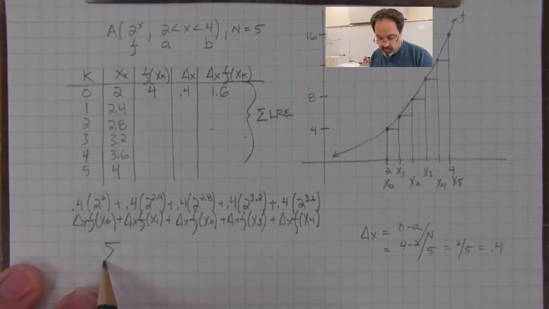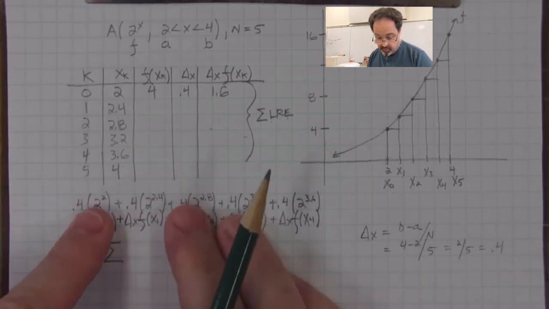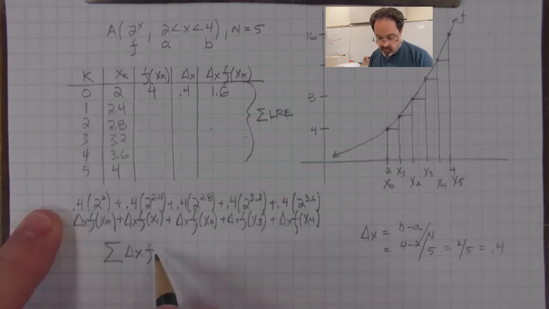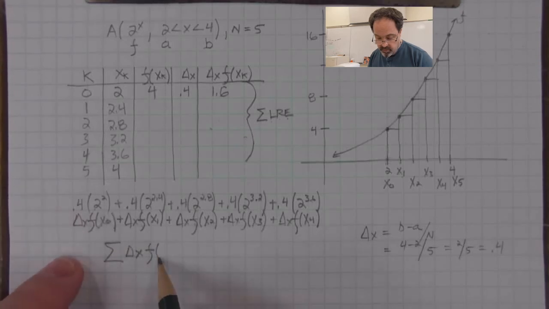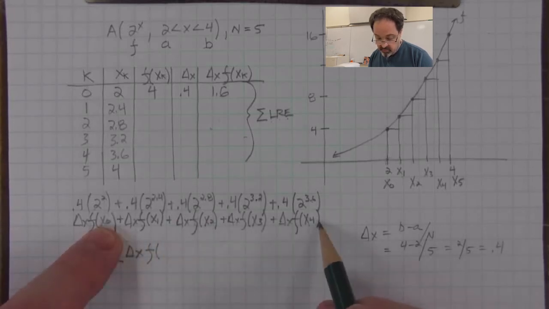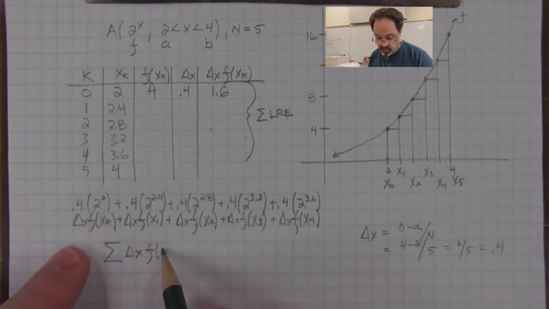We use sigma to represent the sum. The argument is going to be the same structure every time. The argument always includes a delta x, which is the base of a rectangle. And we're also always multiplying by a height, which is a function of a k value. The only thing that changes in this expansion is the number 0, 1, 2, 3, which represents a k value.